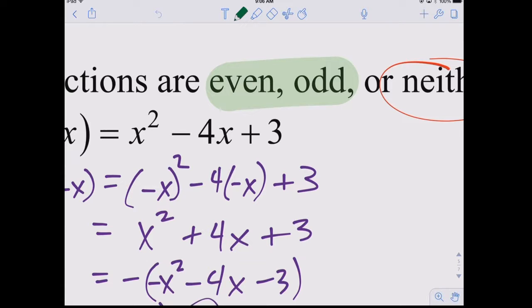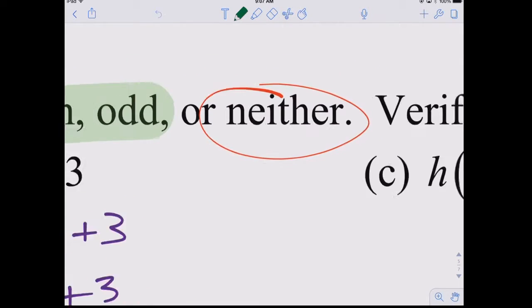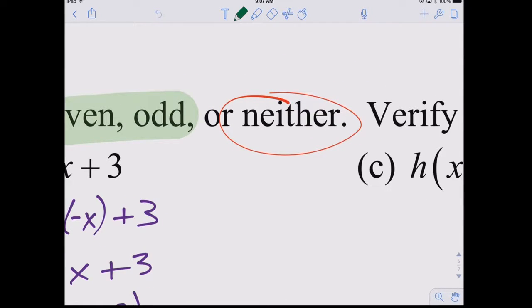Anyway, there's a big difference between 180 and 360. Neither, then, would be a what? A function that has neither symmetry will be neither even nor odd.